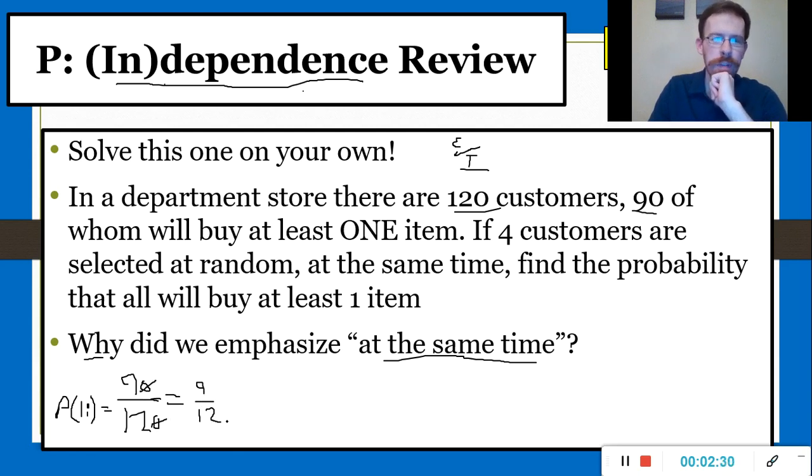9 over 12. But could I simplify that again? What if I were to divide the numerator and the denominator both by 3? What's 9 divided by 3? 3. And what's 12 divided by 3? 4. And so this is my lowest probability. That's the probability that if I select one person, that they're going to buy an item.